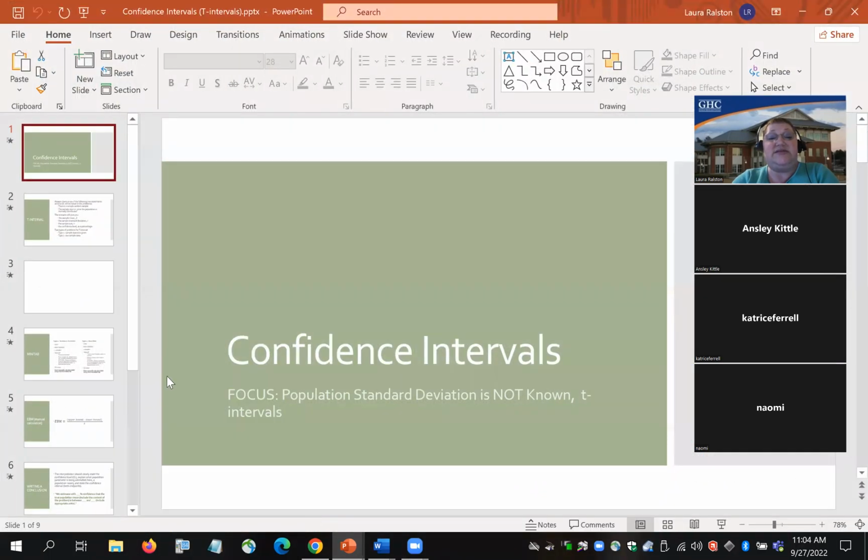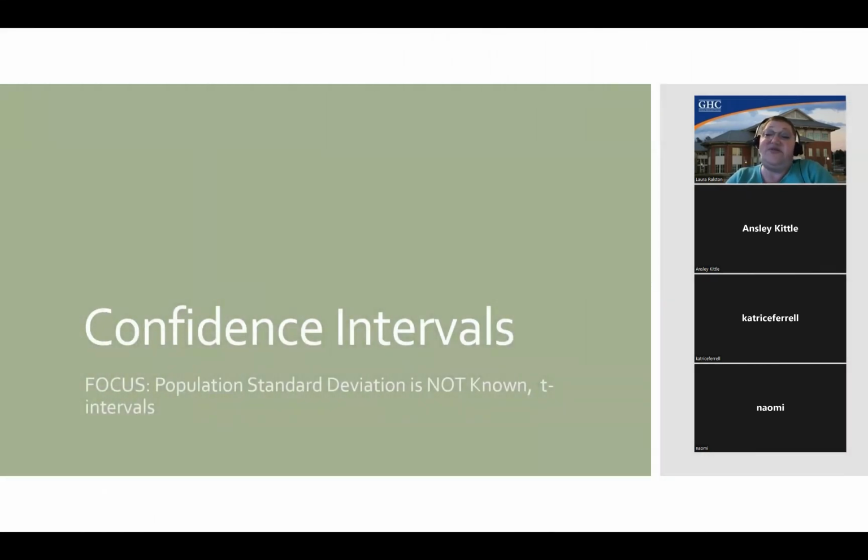And we're going to begin today's discussion with confidence intervals, but the difference between today's discussion and the discussion from last week is that, at least in the initial presentation, we're going to focus on where the population standard deviation is not known, which leads us to a discussion of what are called T intervals. Okay, last week we talked about Z. We use Z intervals whenever we know the population standard deviation, and we use T when we do not.